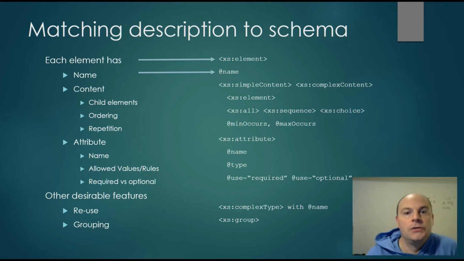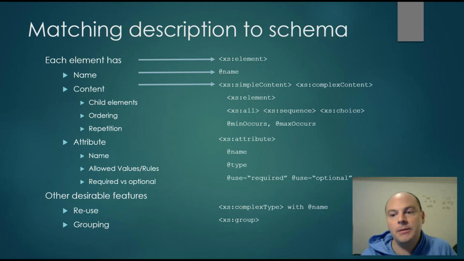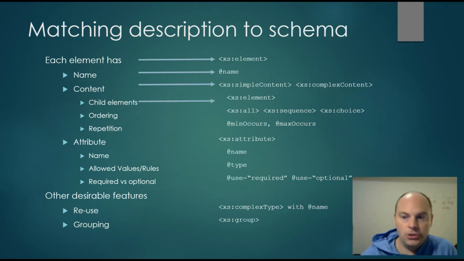Okay? So remember, we talked a lot about content, right? And so we have, as I mentioned before, two different types of content: simple content and complex content. So the description of the content will be wrapped inside of these two XSD tags: simple content and complex content. The child elements that are within any element, right? So the children of that will be described by having XS elements inside of this kind of top level one.